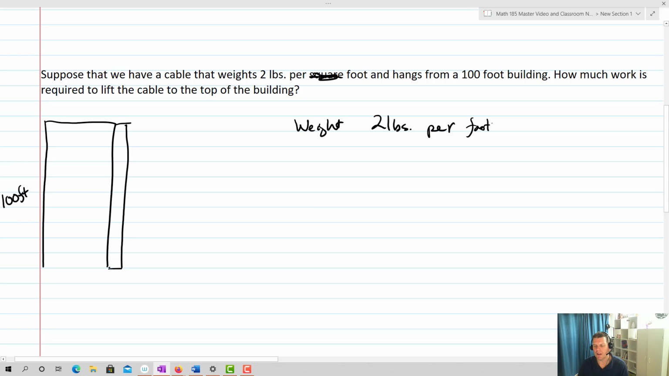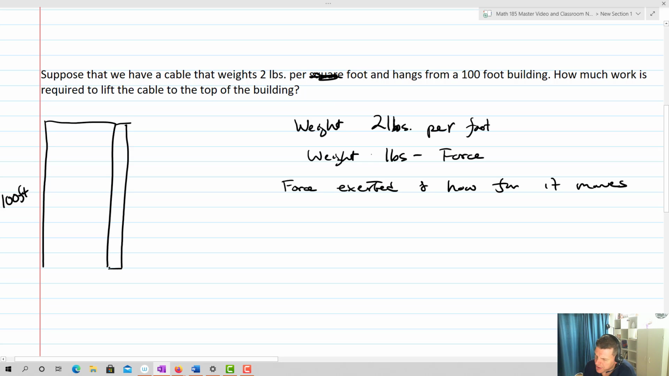Now, what you'll notice is that this is not newtons, but weight, in terms of pounds, is in fact a force. For those of you who haven't gotten through some physics, what you should know is that weight actually is a force, pounds. So we're going to figure out the force exerted on the rope and how far it actually moves, its displacement. And we're going to do that using some calculus.